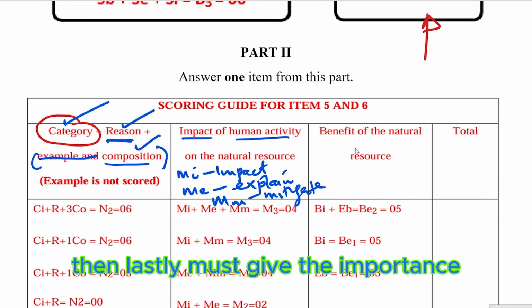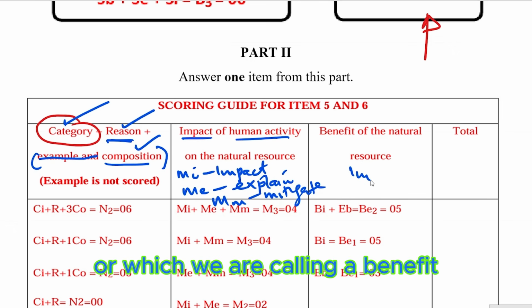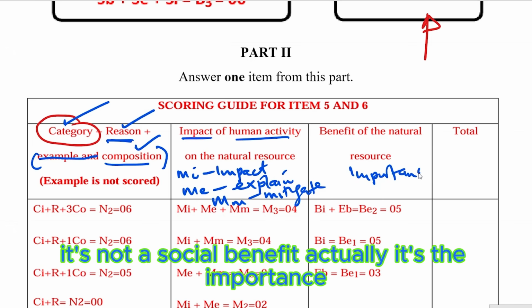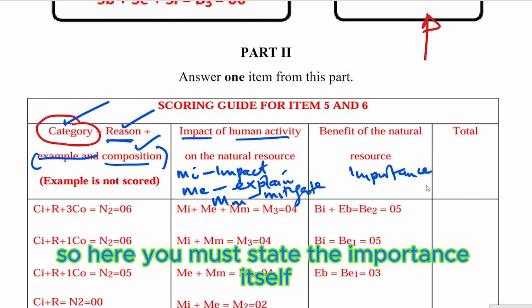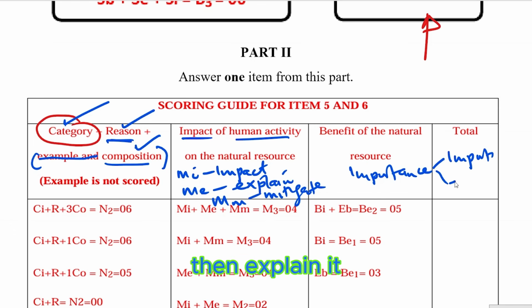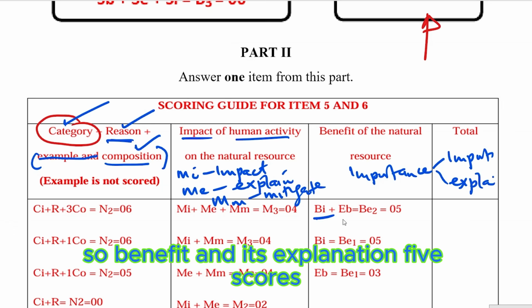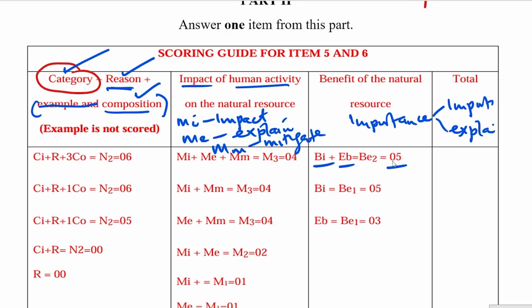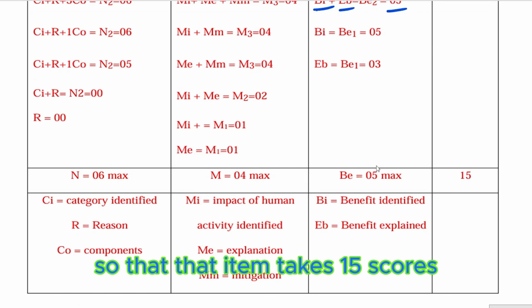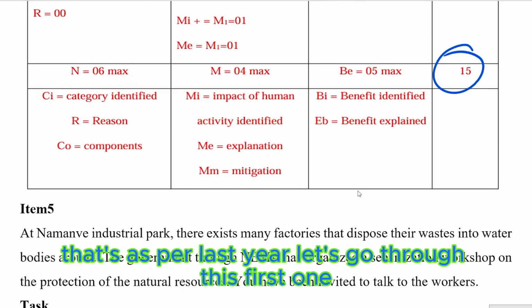Then lastly, he must give the importance, which we are calling a benefit. It's not a social benefit. Actually, it's the importance. So here, he must state the importance itself, then explain it. So, benefit and its explanation, 5 scores. So that item takes 15 scores. That's as per last year.